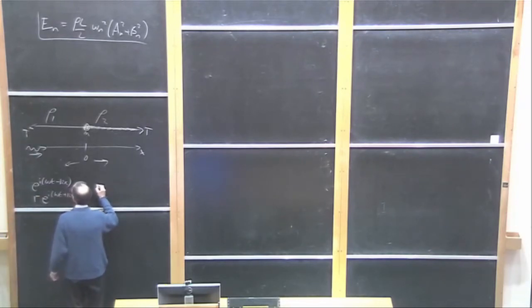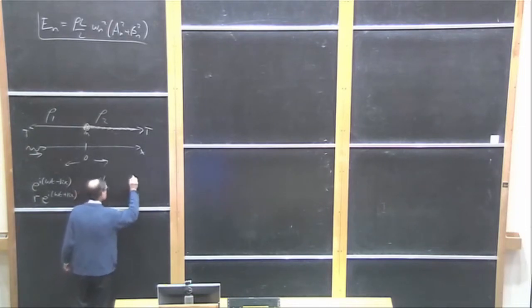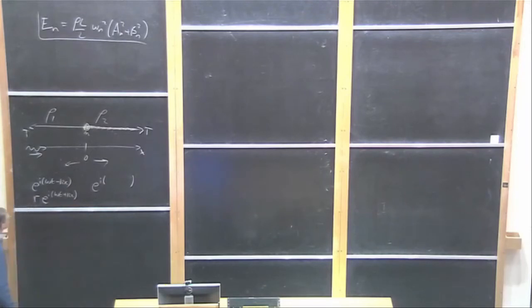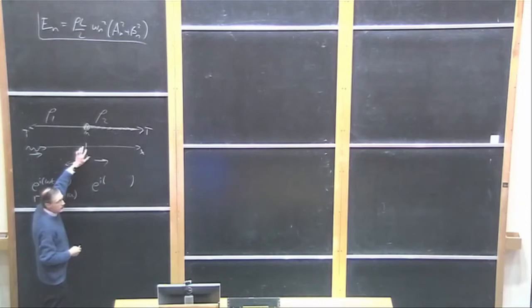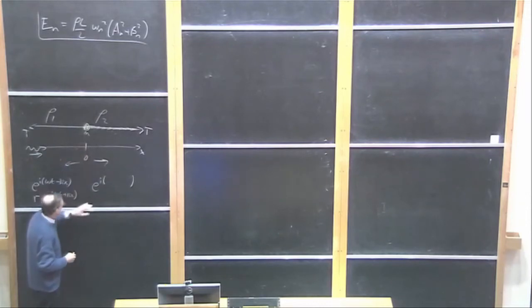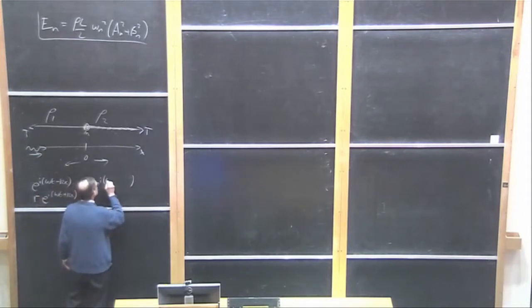Now there'll be a transmitted wave, e to the i. And what should I put in there? Well, what's happening on the boundary is the string is going up and down. And the up and down that the string is doing on the boundary is the same on both sides. And therefore, the frequency has to be the same. The frequency has to be the same throughout. So I can put in omega t.